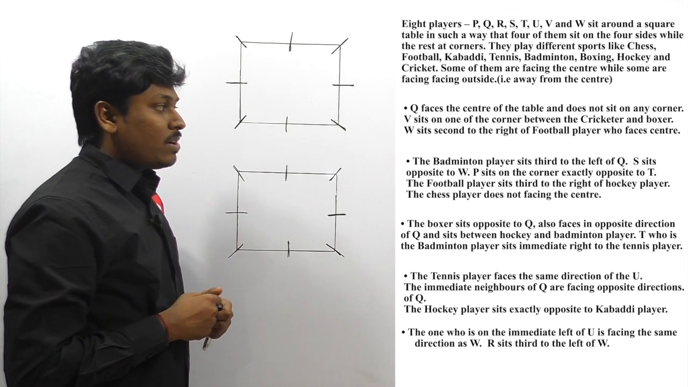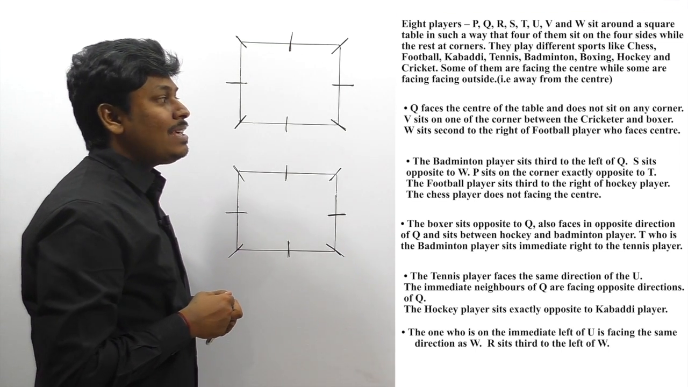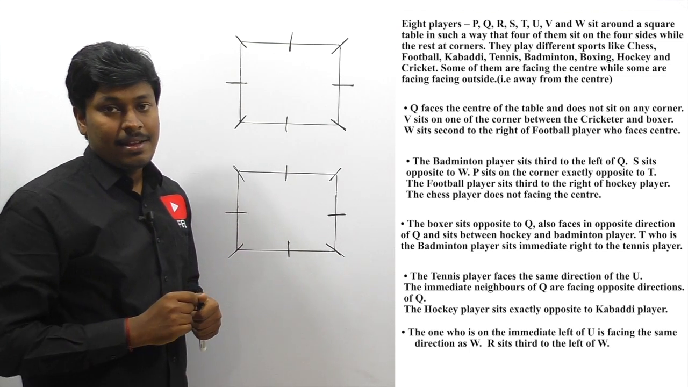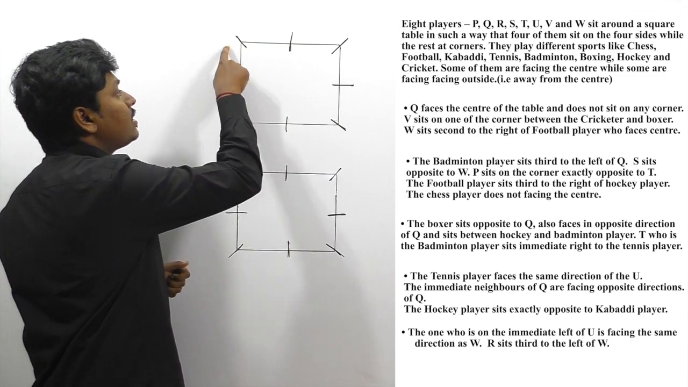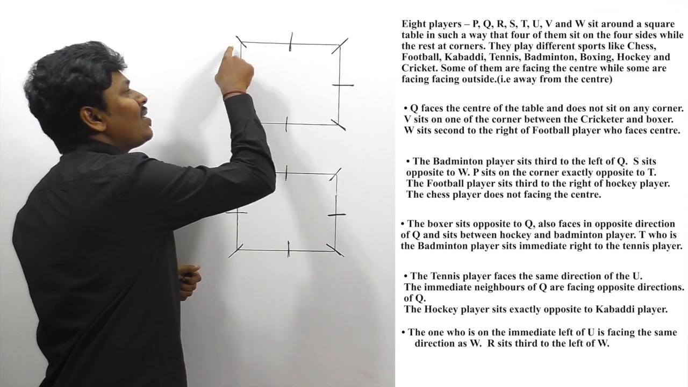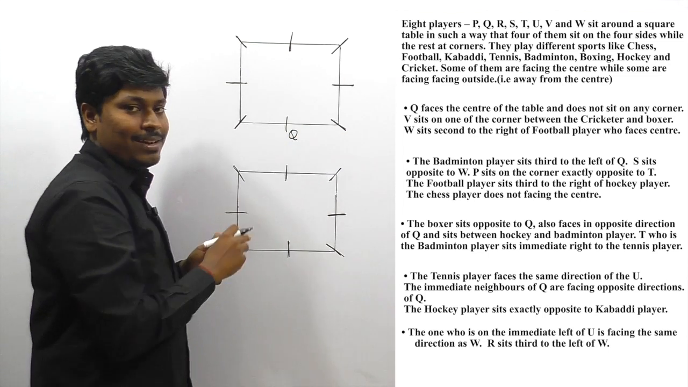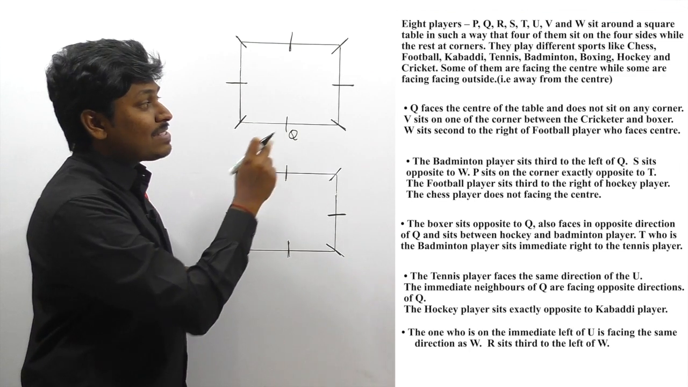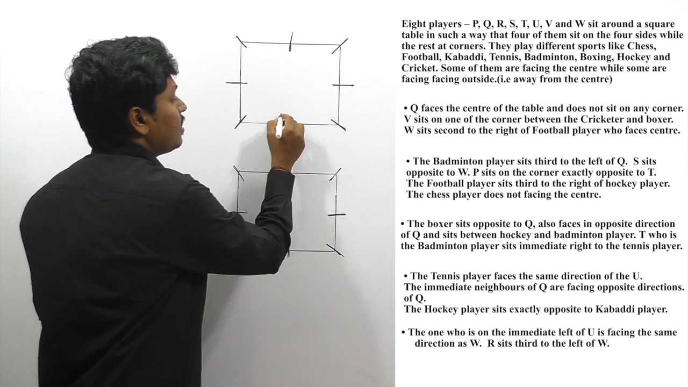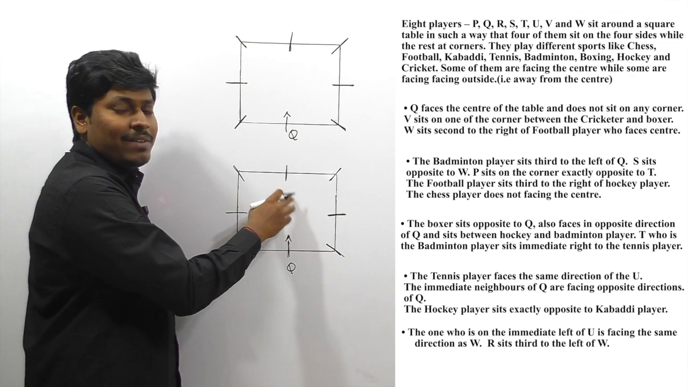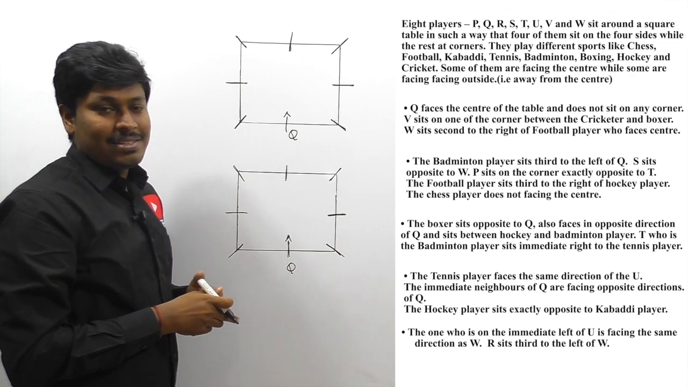Q faces the center of the table and does not sit at any corner. So they have said that Q is facing the center and Q is not sitting at a corner. If Q is not sitting at a corner, then we can say that Q is sitting at one of the sides. So let me keep Q here, and Q faces the center. You know my methodology: we draw more than 2 or 3 conditions.